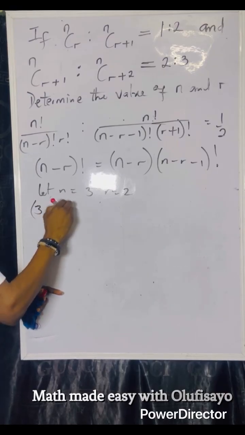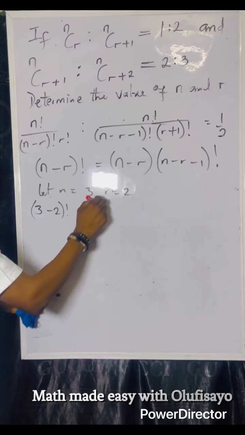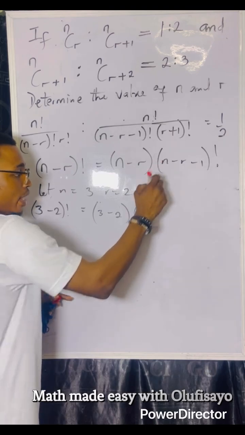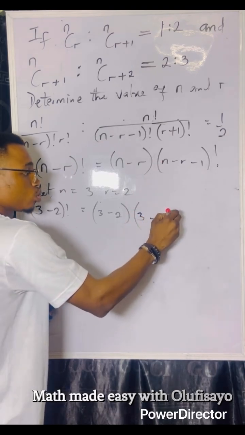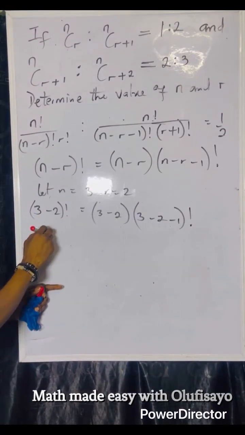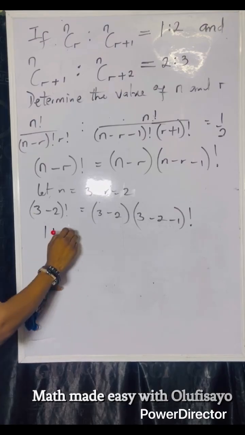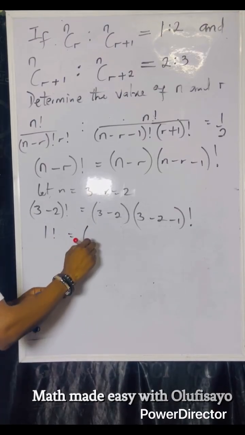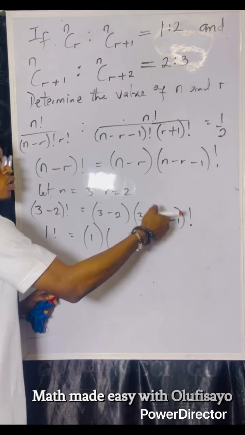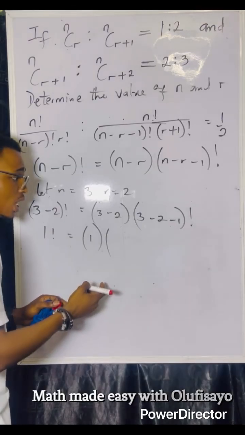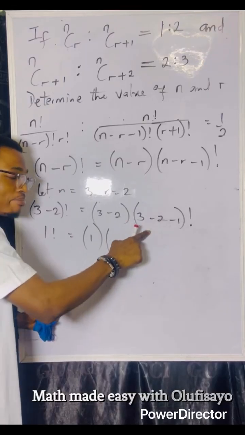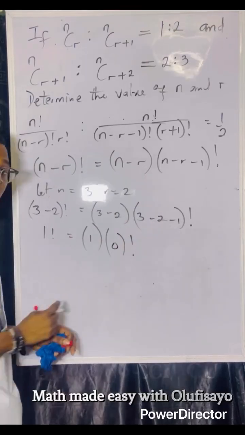Minus 2 factorial equals, now this one, 3 minus 2 into n, which is 3 minus 2 minus 1 factorial. Now 3 minus 2 will give us 1 factorial, equals 3 minus 2 will give us 1 as well. 3 minus 2 minus 1 will give us minus 2 minus 1, which is minus 3. 3 minus 3 will give us 0 factorial.